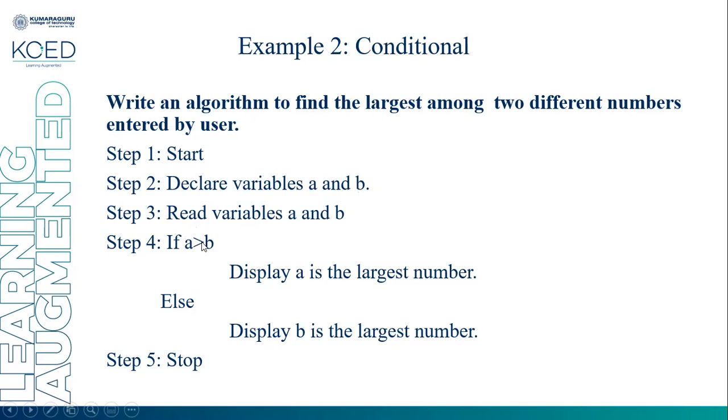If A greater than B, the condition is true, display A is the largest number. Else, display B is the largest number. If the condition is true, then A is the largest number, else B is the largest number. For example, if you get the value of A as 10 and B as 5, 10 is greater than 5, so A is the largest number will get displayed. If A equals 5 and B equals 10, A greater than B is false, so B is the largest number will get displayed.